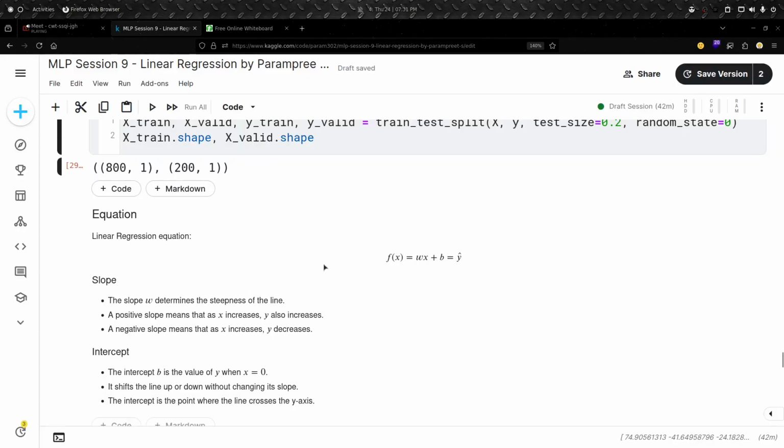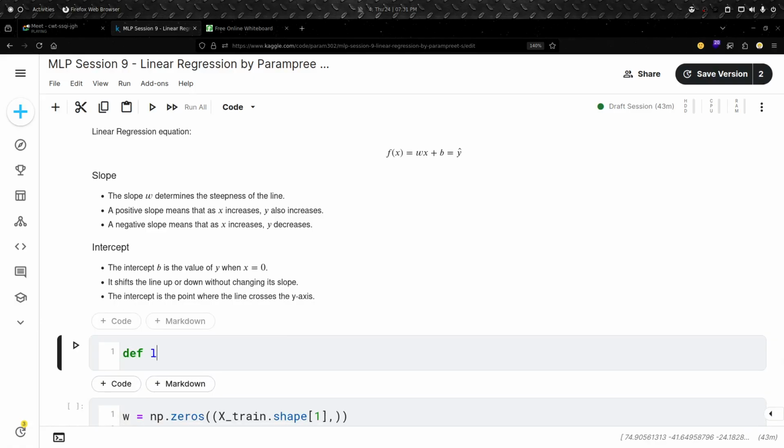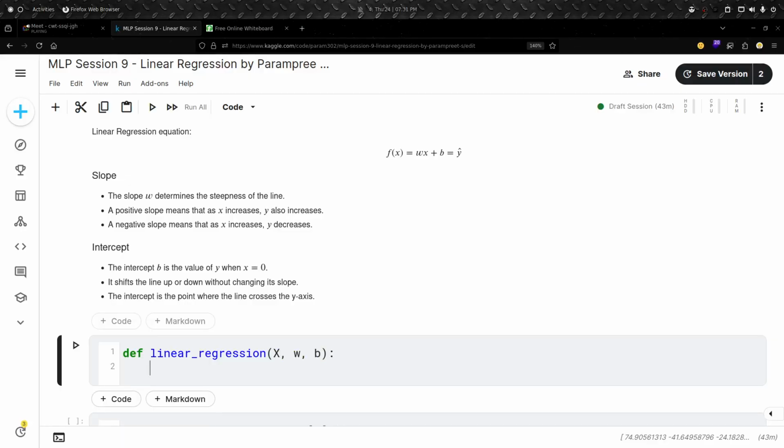Now this is the linear regression equation, which is wx plus b, right? f(x) is wx plus b. We input the x and we get some y value, which is y hat here, and w is the slope and b is the intercept. Now let's implement this equation in the code. I'll create a function linear regression, which takes three values: x, w and b, and it computes the same thing, f of x.